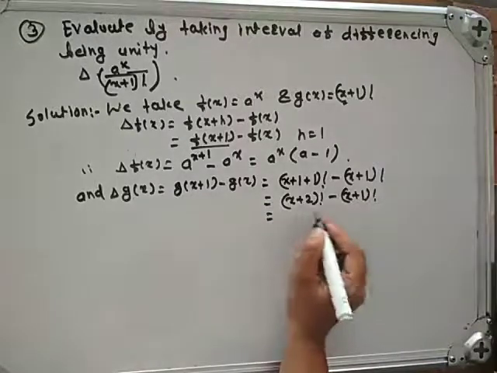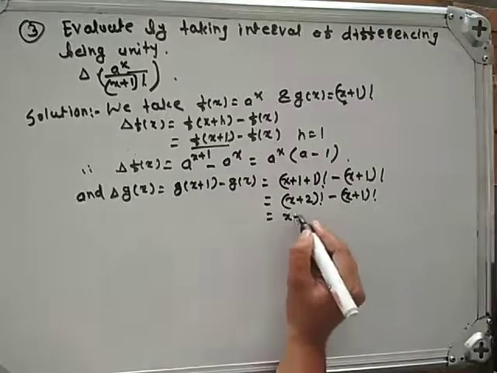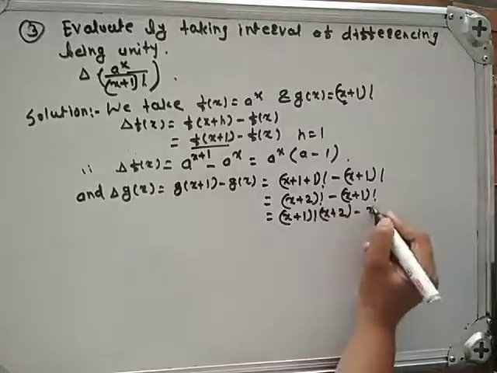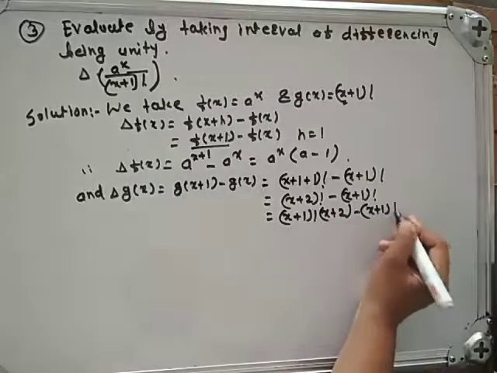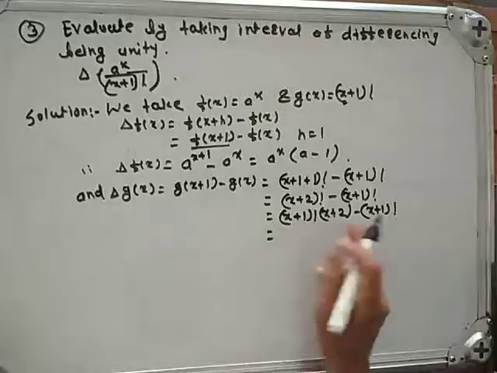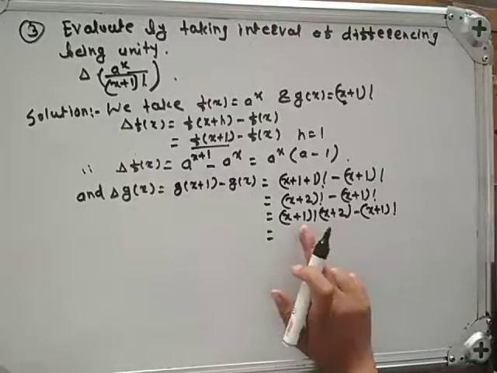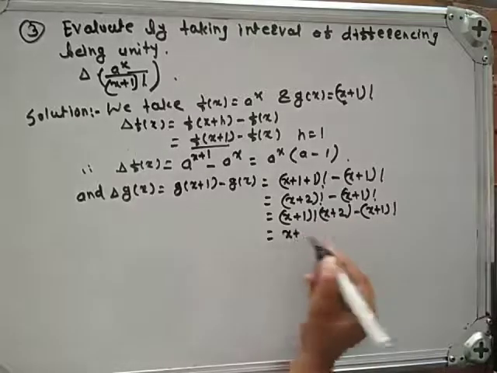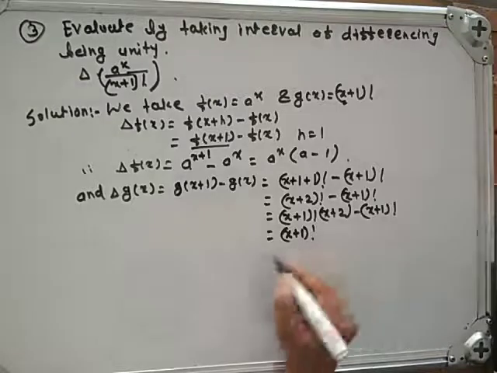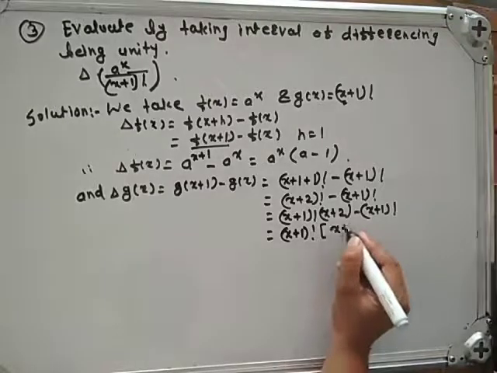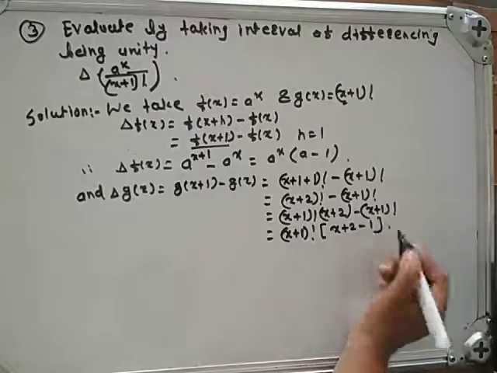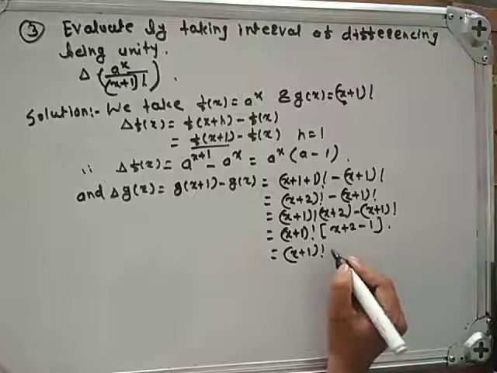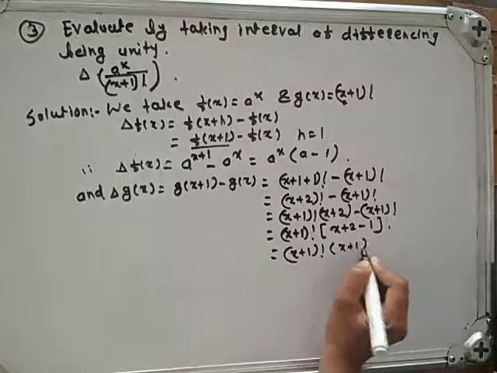Simplify this. X plus 2 factorial can be written as x plus 1 factorial into x plus 2, minus x plus 1 factorial. Observe that x plus 1 factorial is common in these two terms, so take it as common: x plus 1 factorial into x plus 2 minus 1, which is nothing but x plus 1 factorial into x plus 1.